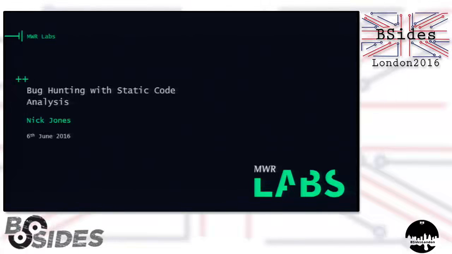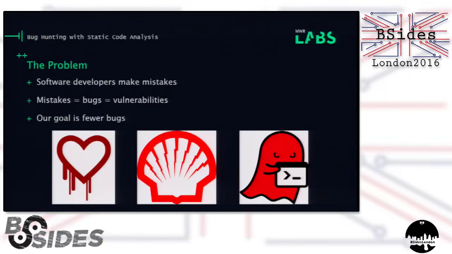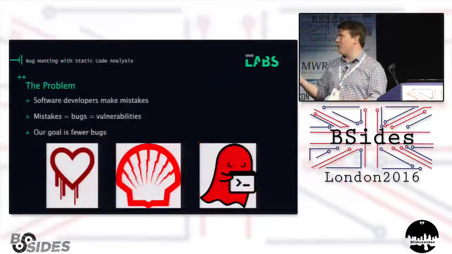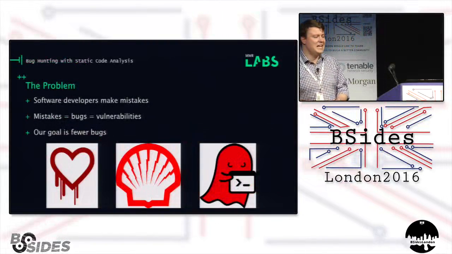So I'm going to be here today talking about hunting for bugs with static code analysis. So let's have a look at the problem. Why we're actually here, what do we care about?